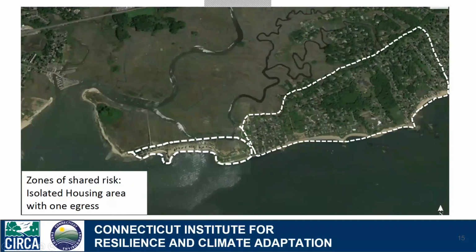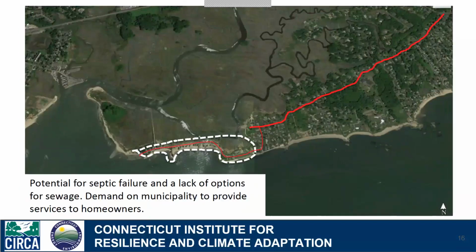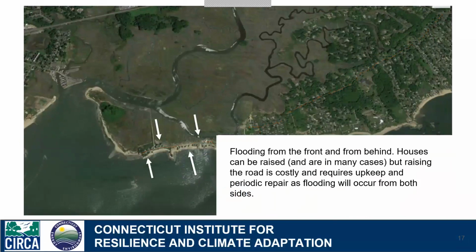So you start to see how you can target subpopulations to potentially invest in solutions or to negotiate adaptation strategies. For the town, there's issues associated with decisions being made by homeowners on Circle Beach because the decisions to raise, for example, prolong housing in this area and make demands on the municipality to provide services for homeowners. But there's also potential for septic failure in this area. You're also getting flooding from the front and from behind. So while houses can be raised, raising the road may be costly and requires upkeep and periodic repair, given that flooding will likely occur from both sides.